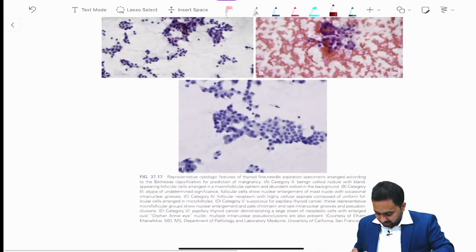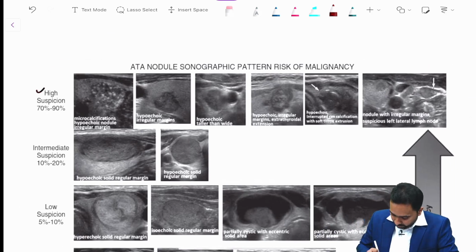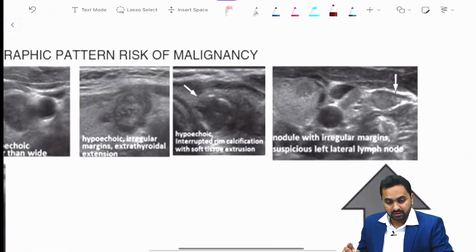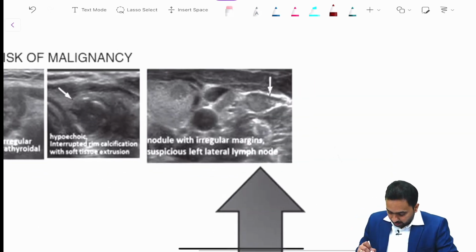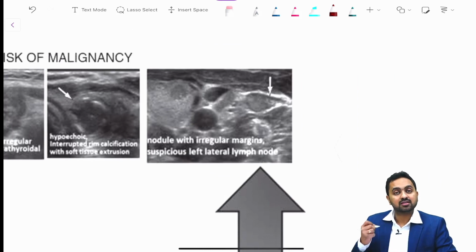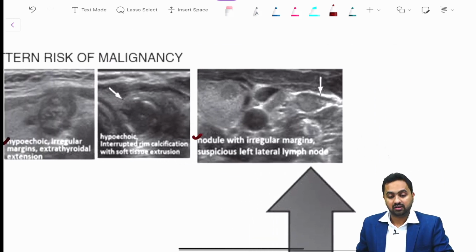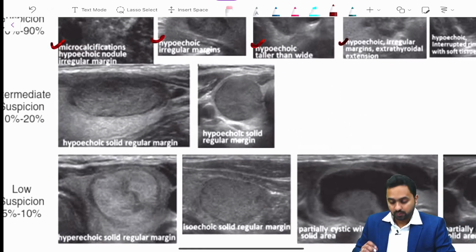So if we look at this diagram over here, high suspicious would include microcalcification, hypoechoic and irregular margin, hypoechoic taller than wider. Then if you see over here, it is hypoechoic, irregular margin and extrathyroidal extension. Then hypoechoic, interrupted rim calcification with a soft tissue extension, and a nodule with irregular margin suspicious of left lateral lymph node. Now your intermediate suspicious would be hypoechoic solid with regular margin, and hypoechoic solid with a regular margin over here too.